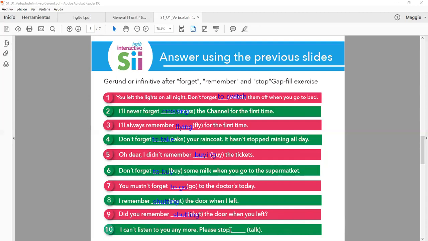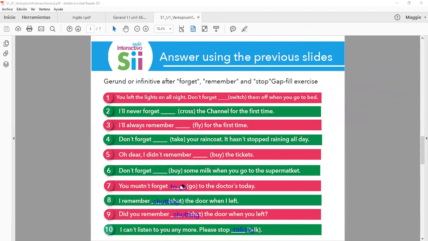And finally, I can't listen to you anymore. Please stop. What do you mean? Remember that stop has a different use when you use it with the infinitive or with gerund. In this case, I can't listen to you anymore. Please stop. Stop to talk or stop talking? Pretty good. Stop talking. It means don't talk anymore, please. All right, pretty good.